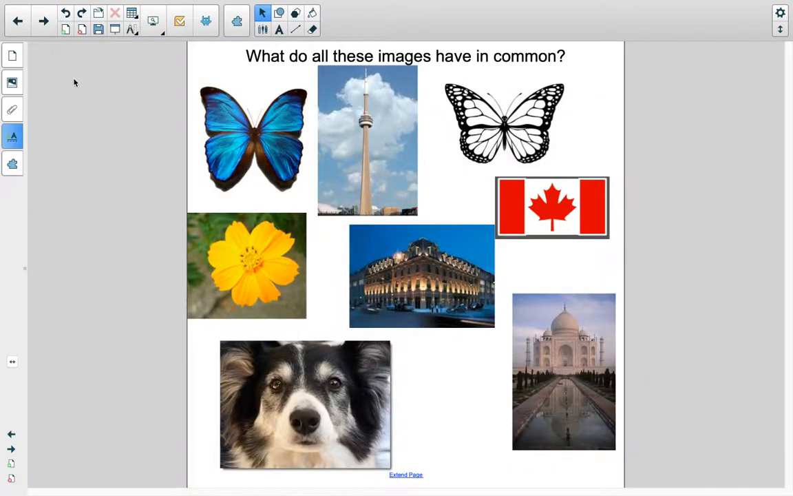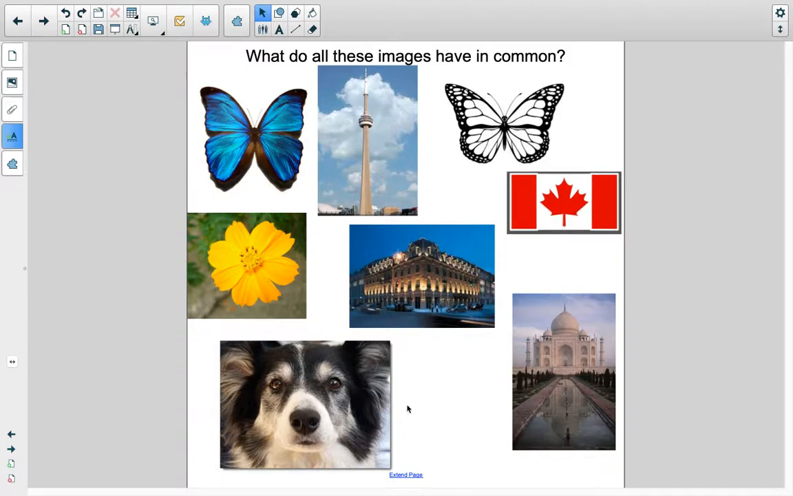I want you to look at these pictures and think a little bit about what they all have in common. So we have some butterflies, a picture of the CN Tower. It's a building in downtown Toronto, I believe. This is the Taj Mahal, this adorable puppy, this flower. What do they all have in common? So think about that for a bit.